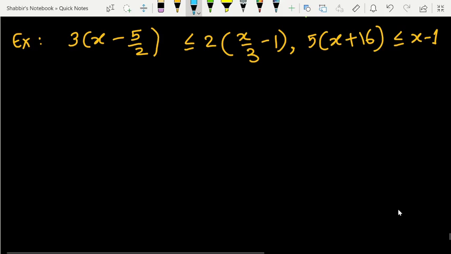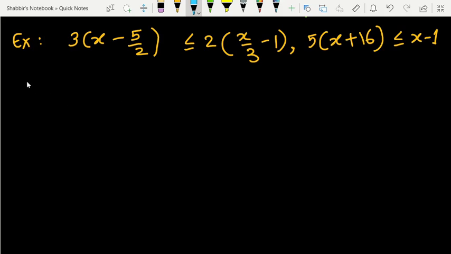Let's take an example, guys. 3 times whole bracket x minus 5 by 2 less than equal to 2 times whole bracket x by 3 minus 1, comma, 5 times x plus 16 less than equal to x minus 1.